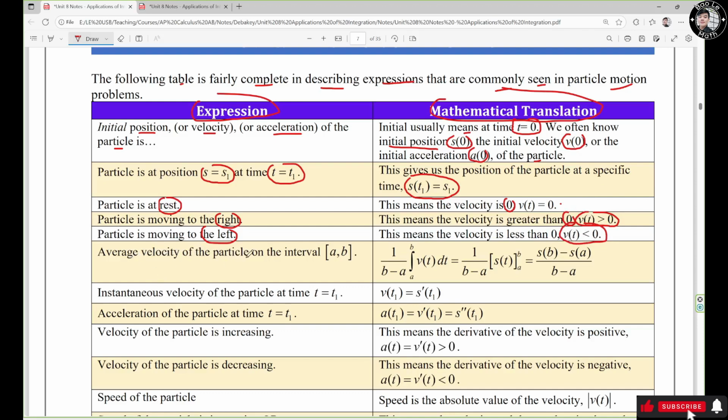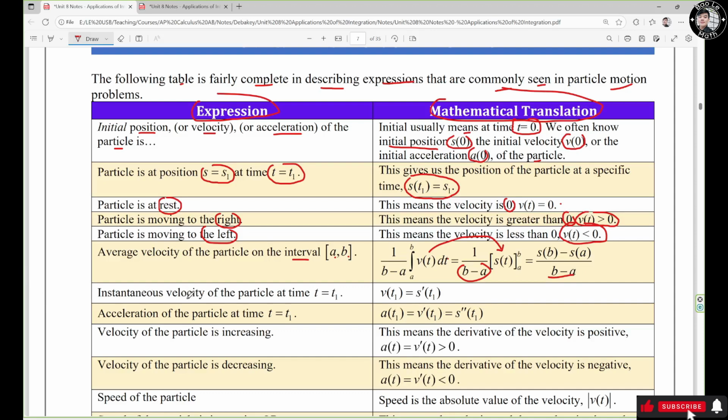Average velocity of the particle on the interval a, b, right? Remember, you learned this one in 8.1. It's going to be 1 over b minus a, integral from a to b of v of t dt. But the integral from a to b of v of t dt is actually s of t, because you take the antiderivative of v of t, you get back to the position function, and then you evaluate from a to b. That means s of b minus s of a over b minus a right here.